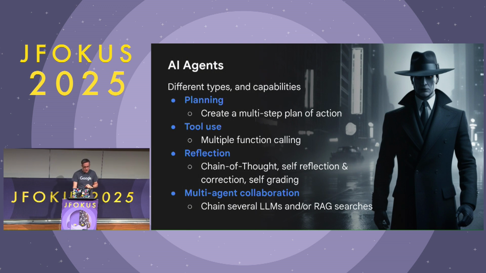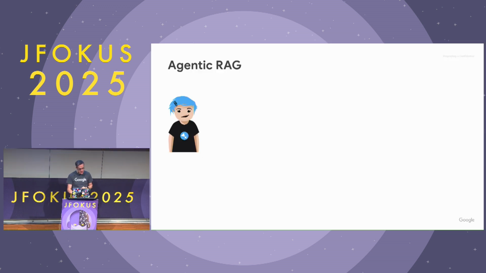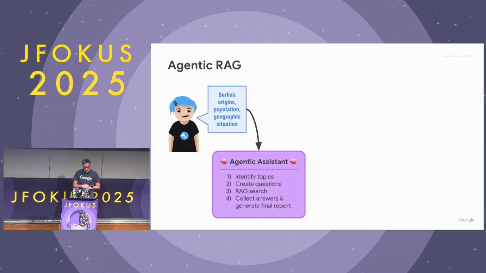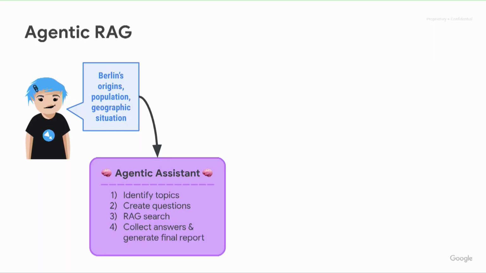So let's have a concrete example of this with an Agentic RAG approach. This time, instead of having simple questions, the user may ask, hey, tell me about the origins, the population, the geographic situation of Berlin. Hey, that's actually 3 questions, right? So an agentic approach is to call an LLM and ask it, here you specify the planning, but you could also let the LLM figure out what are the steps it needs to do. But here I gave an explicit plan.